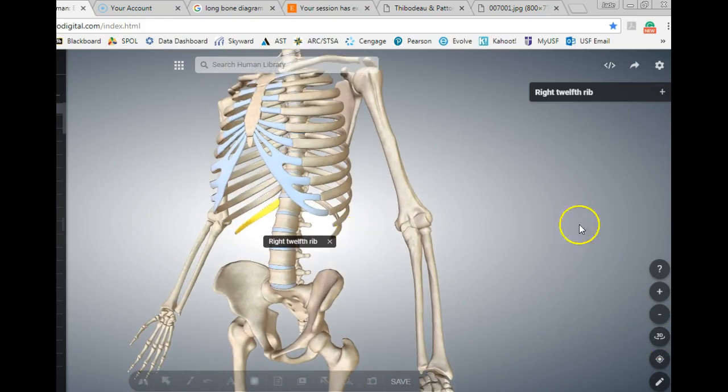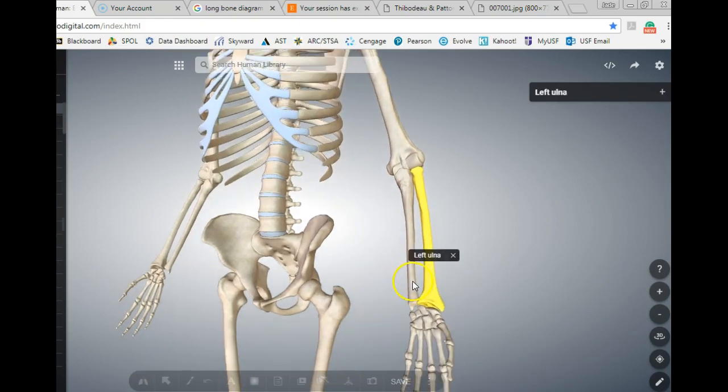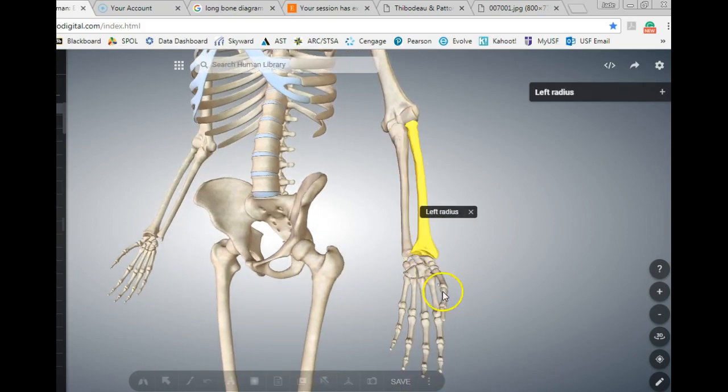Here we'll look at the bones of the arm. So here is the humerus, the radius, and the ulna. So the radius is attached to the side of the thumb, and then the ulna is on the side of the pinky.